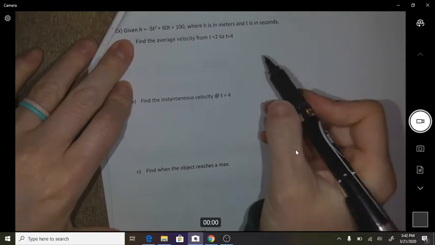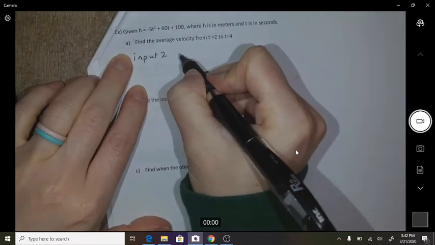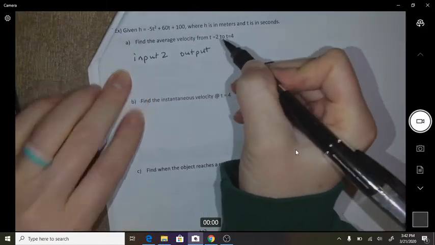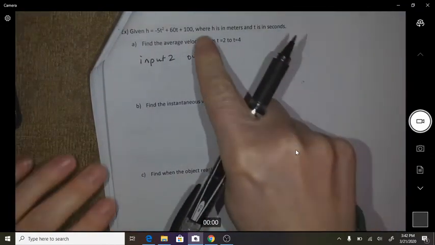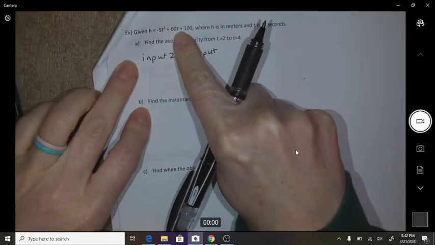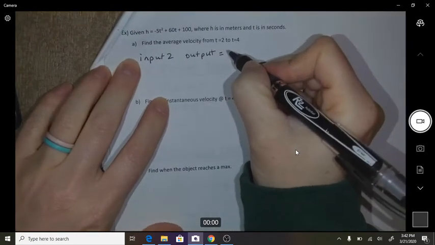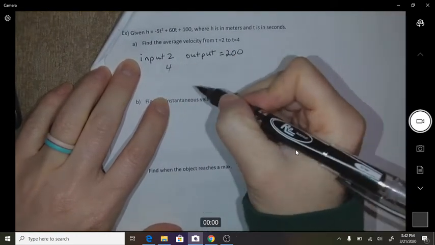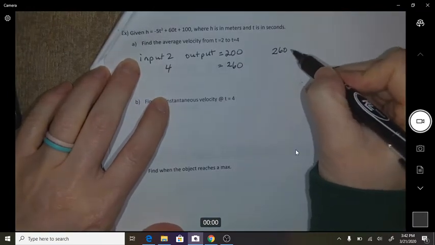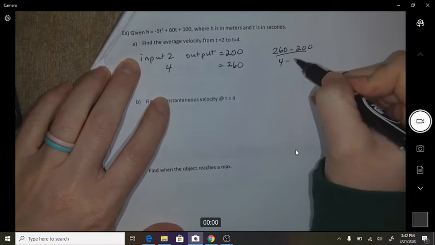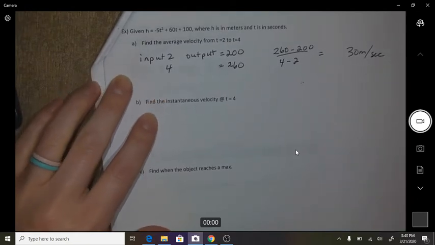Okay, same idea. Find the average velocity from 2 to 4. So input a 2. So when you input a 2 into the equation, everybody knows how to do that. You just plug it in. Negative 5, 2 squared plus 60 times 2. So your output is 200. And when you input a 4, you get out a 260. So y2 minus y1 over x2 minus x1. So you get 30 meters per second.